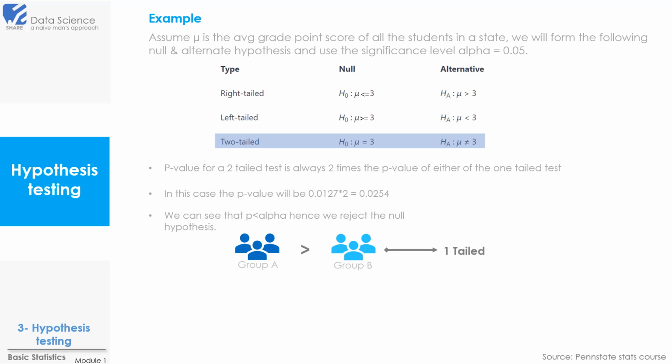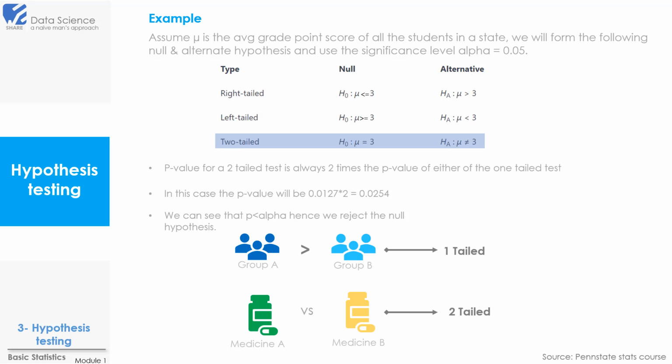For example, you want to see if group A scores higher than group B. So the sole purpose of your study is to check this. And you are completely uninterested in checking the possibility of group A scoring lower than group B. So in such cases, we can straight away use one-tailed test.